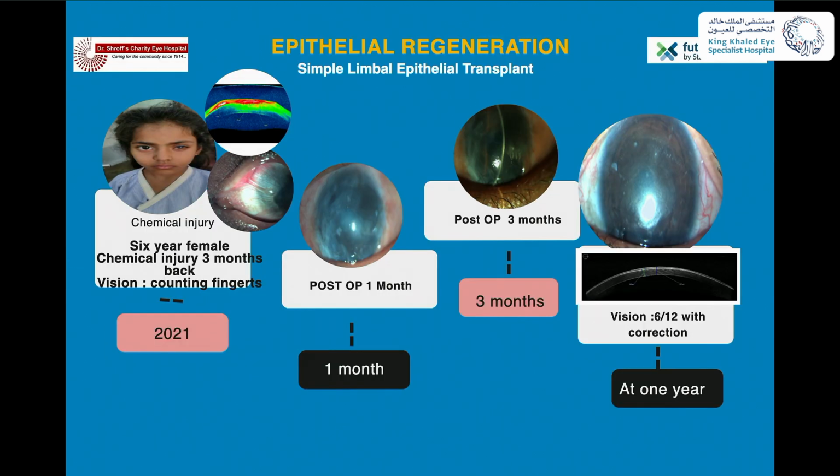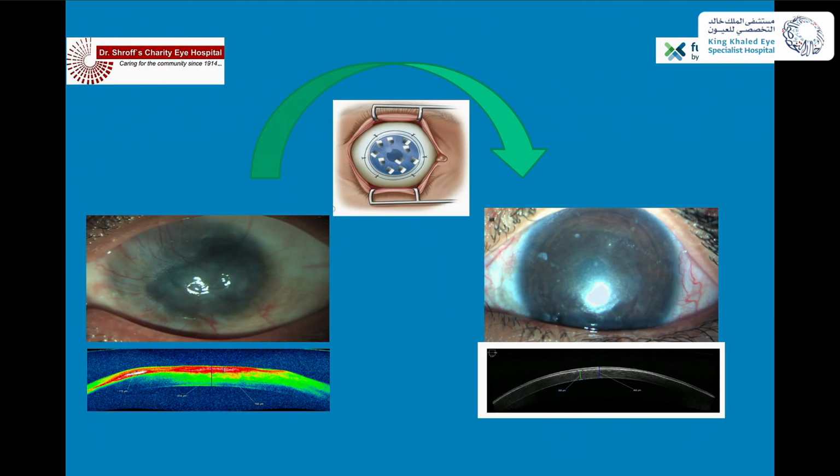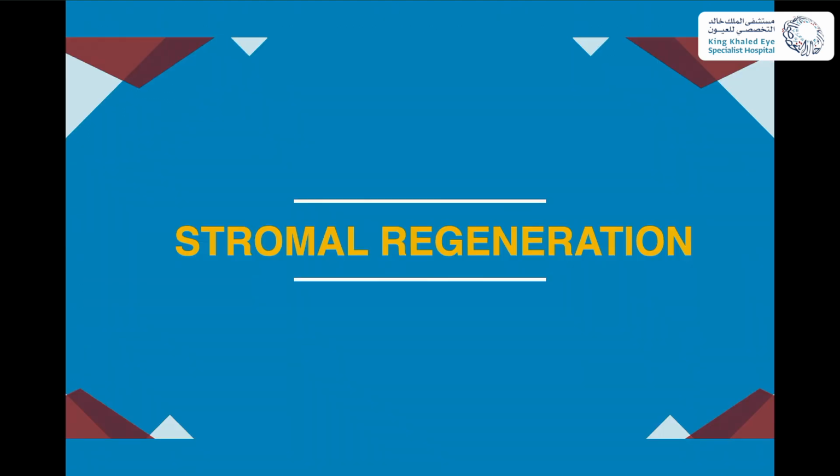There's cell-based therapy. This is an example of epithelial regeneration of this 6-year-old female child with the chemical injury. She underwent a simple limbal epithelial transplant, and this is how it looks after 1 year. This is the before and after picture of her eye.